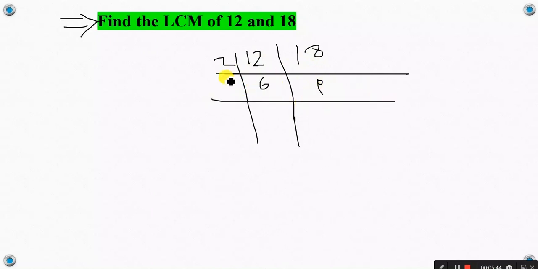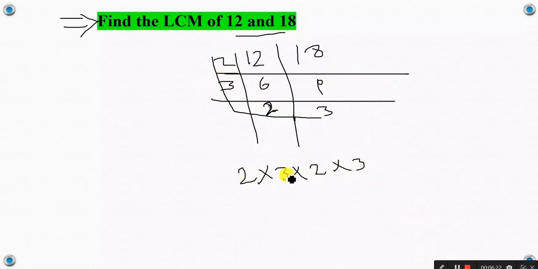Now both are not divisible by 2, but they are divisible by 3 without remainder. 6 divided by 3 is 2, and 9 divided by 3 is 3. So we get both prime numbers, so we have to stop here and multiply to get the least common multiple of these two numbers. So 2 times 3 times 2 times 3. 2 times 3 is 6, 2 times 3 is 6, 6 times 6 is 36. So the least common multiple of 12 and 18 is 36.